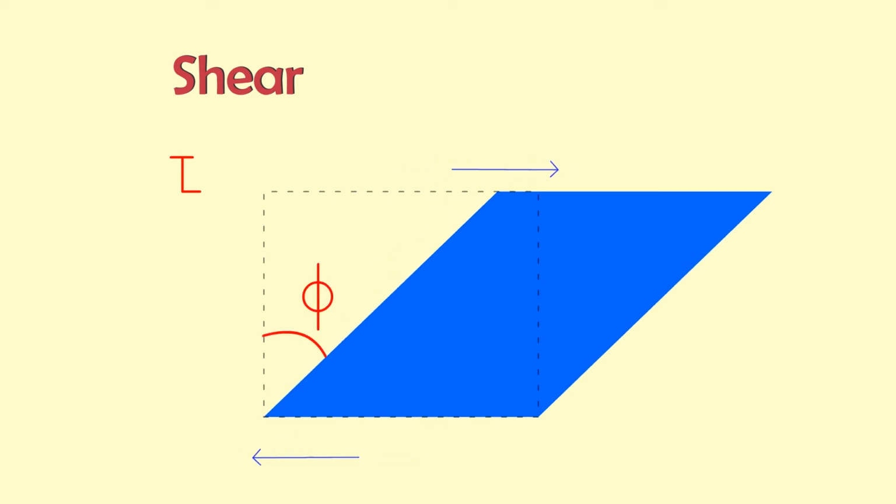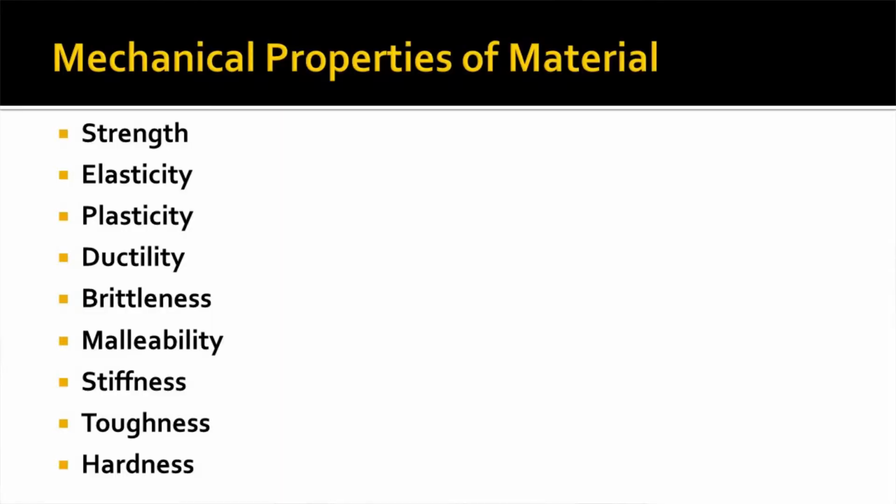So either tensile force is going to generate in this body, or compressive force is going to generate in this body, or angular deformation is going to take place in this body due to the shear force. So these are the internal forces. Now let's learn about the mechanical properties of material.